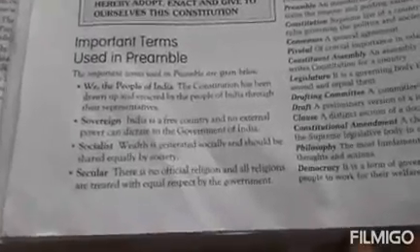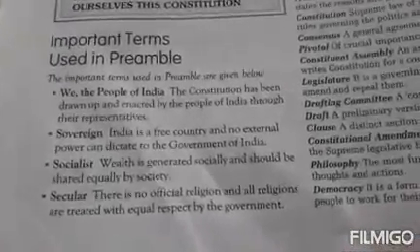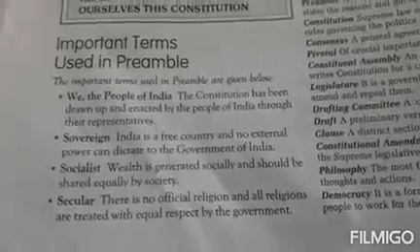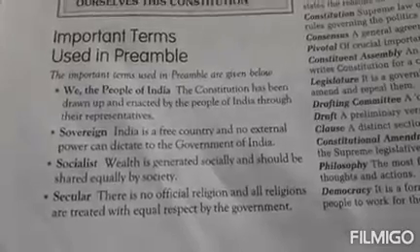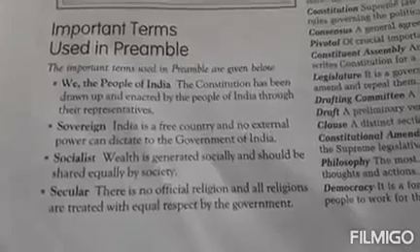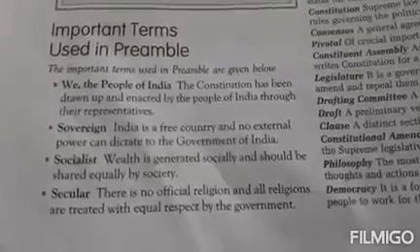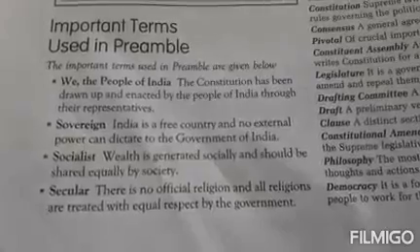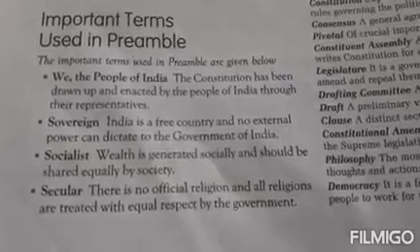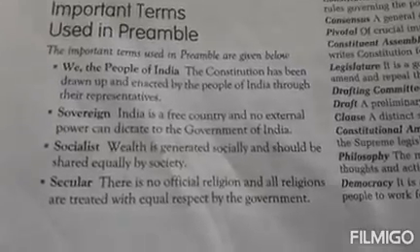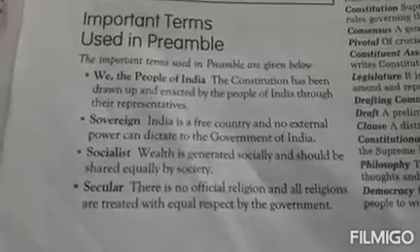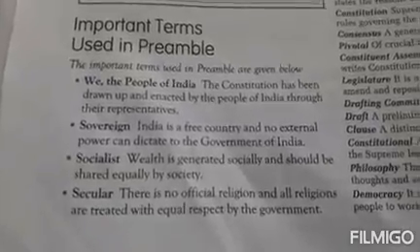Now we come to the important terms used in the preamble. Important terms used in the preamble are given below. We, the people of India: the constitution has been drawn up and enacted by the people of India through their representatives. Sovereign means India is a free country and no external power can dictate to the government of India.